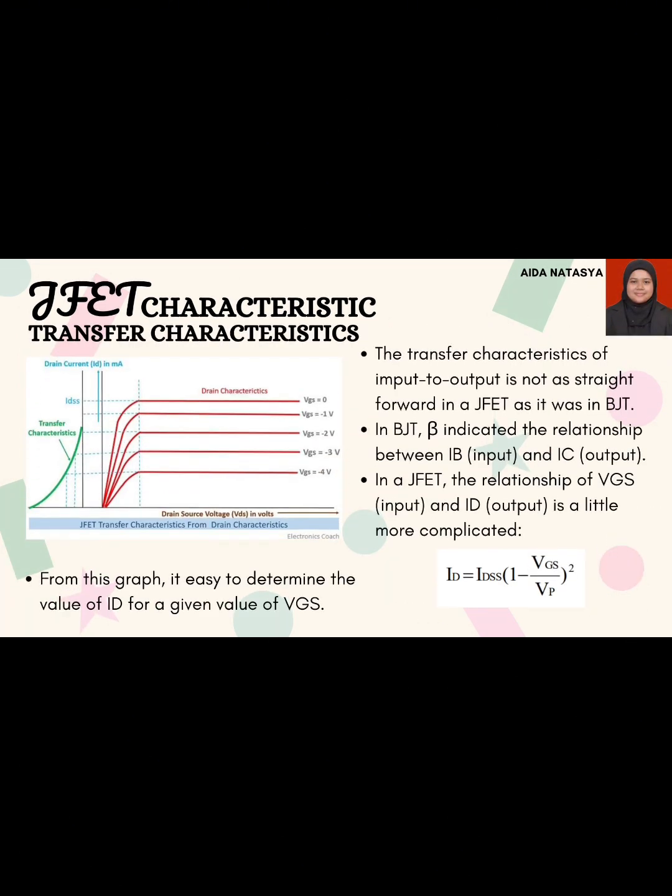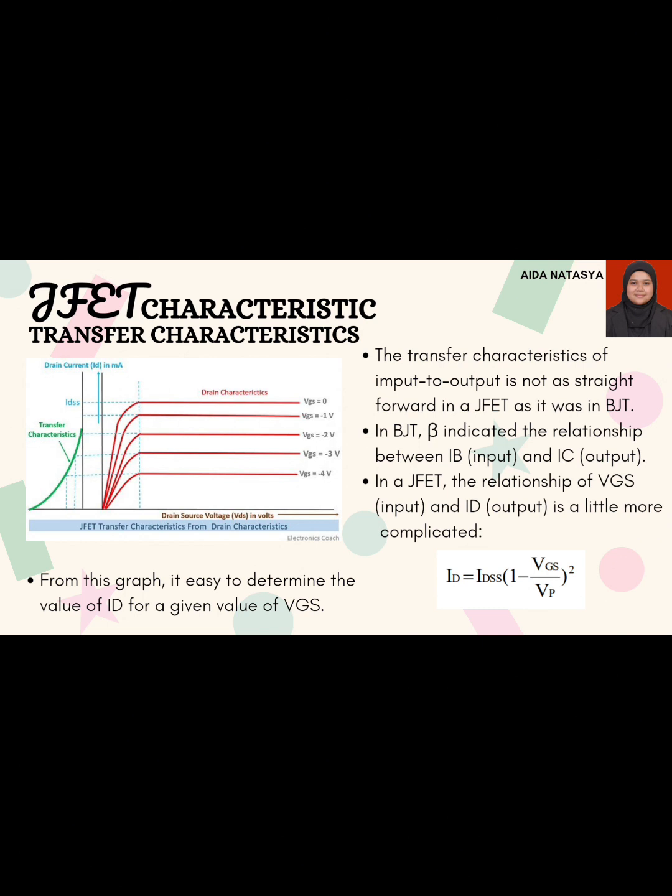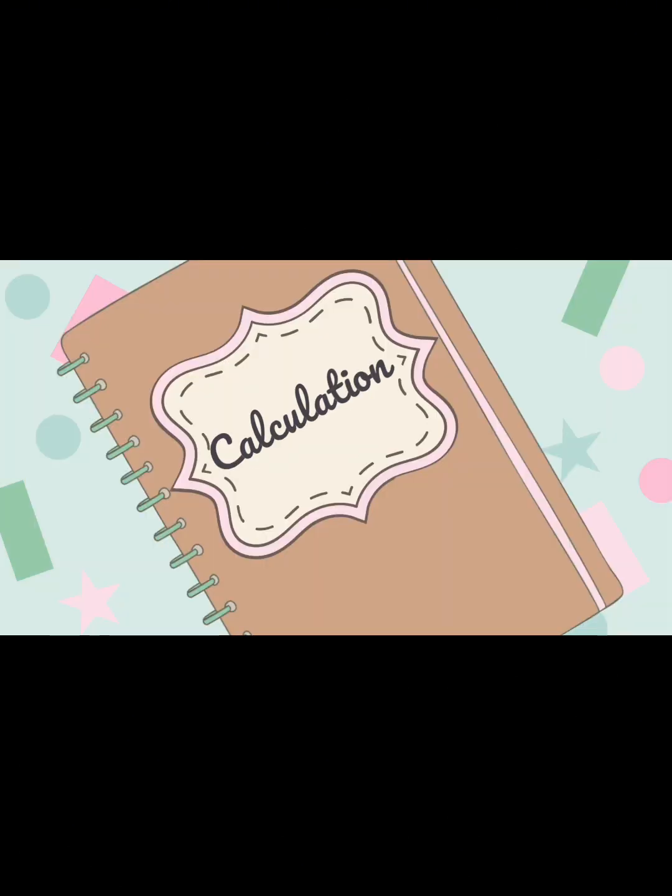Now we will go to transfer characteristics. In this graph, the transfer characteristic of input to output is not as straightforward in a JFET as it was in BJT. In BJT, beta indicated the relationship between IB, which is input, and IC, which is output. In a JFET, the relationship of VGS and ID is a little more complicated. As you can see in this formula, ID equals IDSS times (1 minus VGS over VP) squared. From this graph, it's easy to determine the value of ID for a given value of VGS.